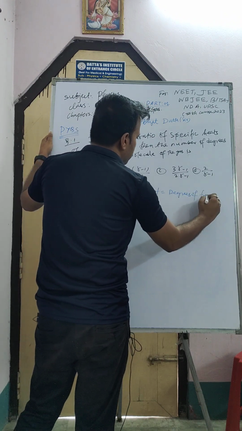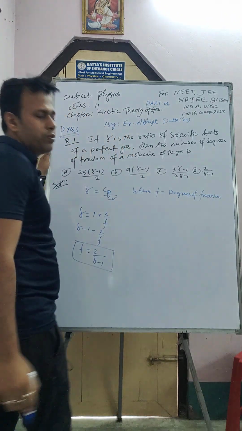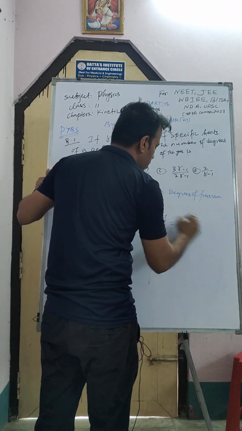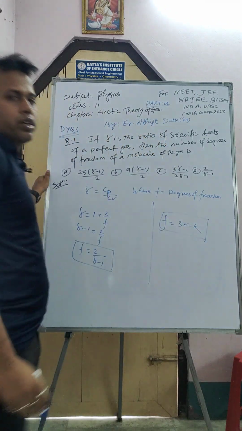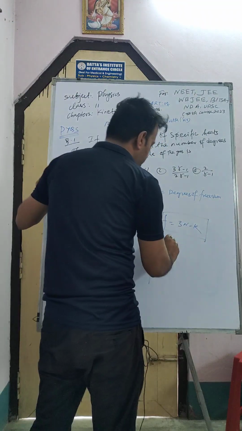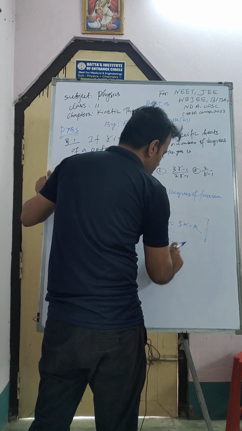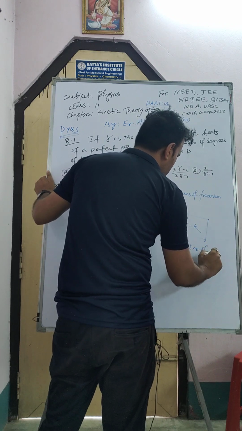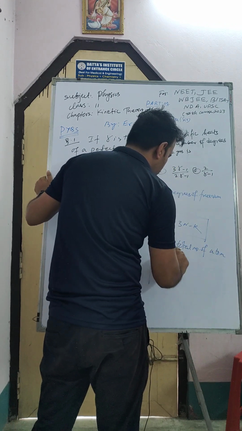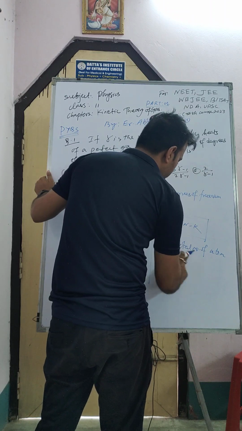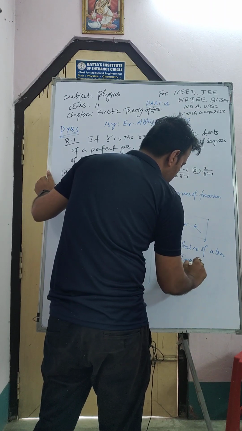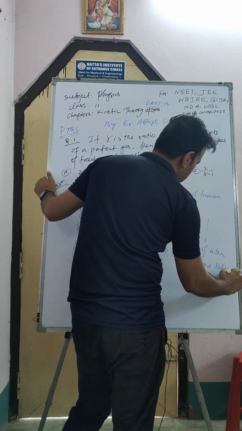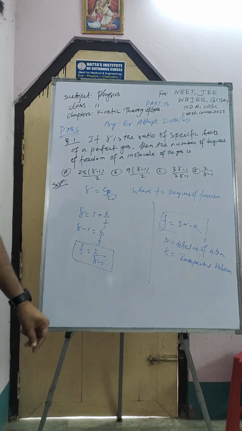degrees of freedom. Okay. So for degrees of freedom there is a formula: f equal to 3n minus k for gaseous particles. N is the total number of atoms, and k is the number of independent relations. So f equal to 3n minus k.